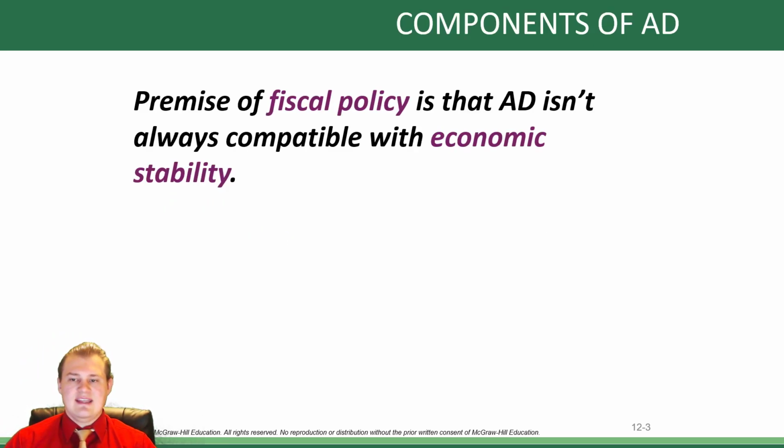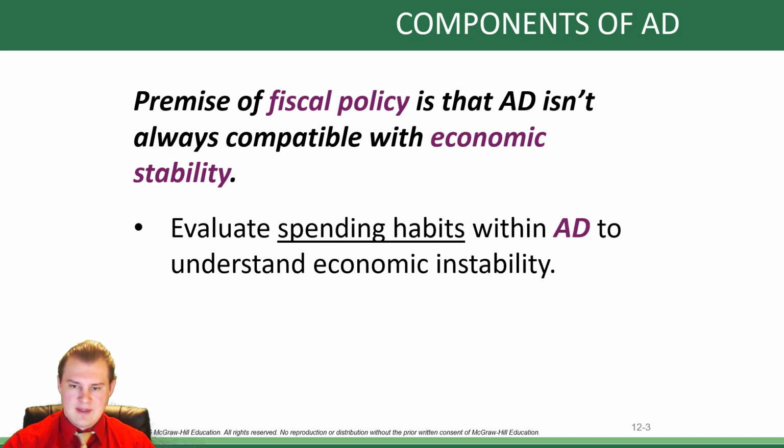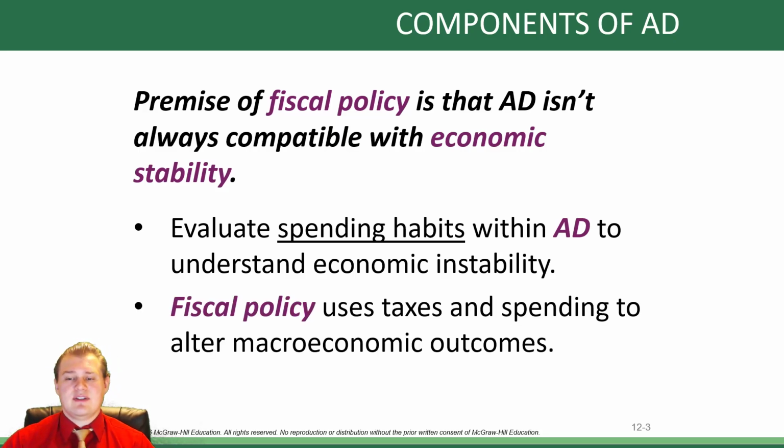Fiscal policy exists because AD isn't always compatible with economic stability. So with fiscal policy, we're looking at what the AD curve is naturally. What's AD? That's aggregate demand, the entire demand for the nation. Sometimes it just isn't naturally where we want it, so the government's going to pull some levers to see if they can move it where they want, okay? Fiscal policy uses taxes and spending to alter macroeconomics. So this is macro, the entire nation. Like I said before, taxes and spending.